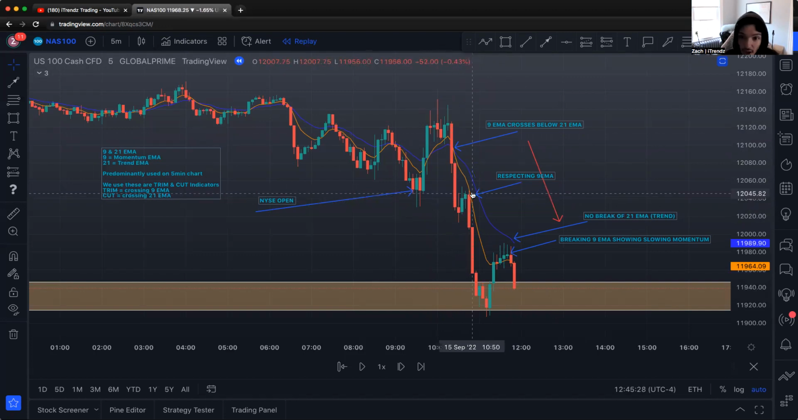But as you can see, we hug the 9 EMA, and then we continue to fall. What happens? We fall into our take profit 2.